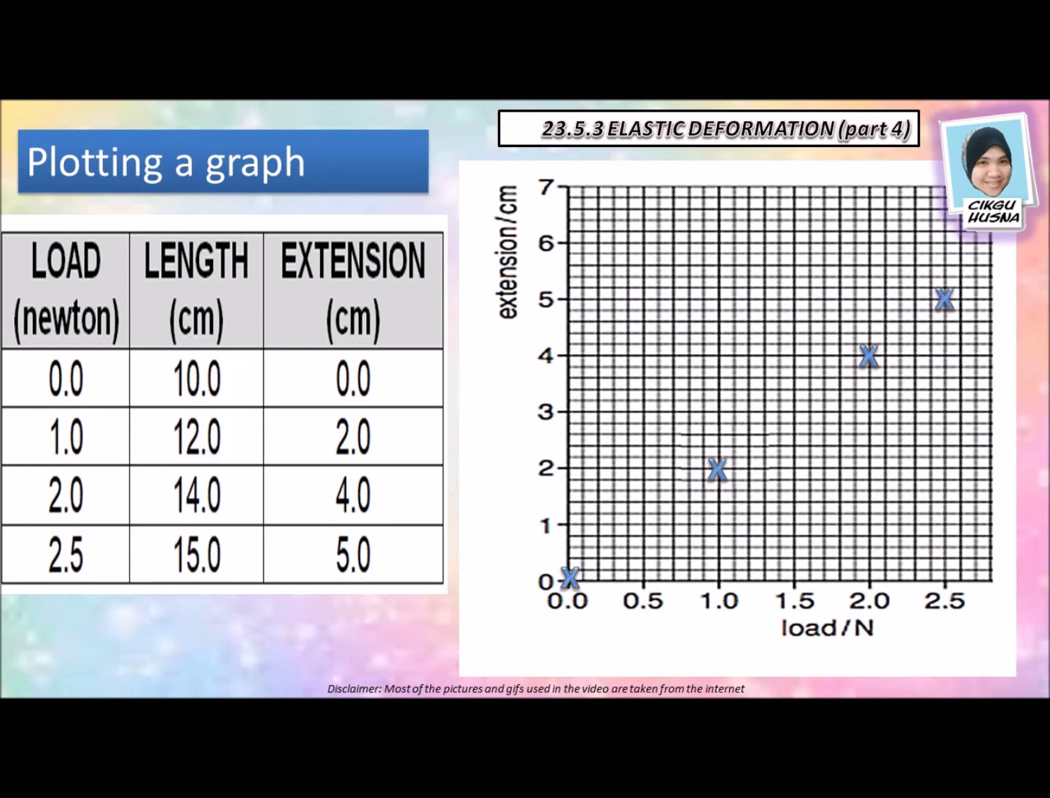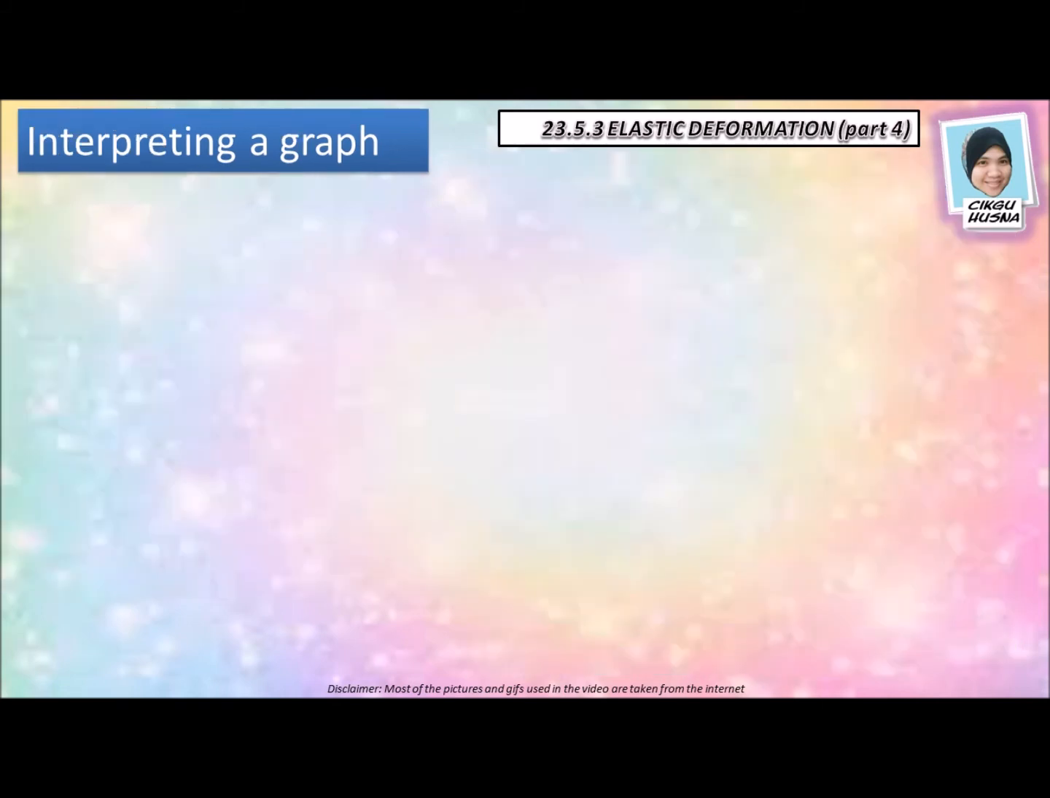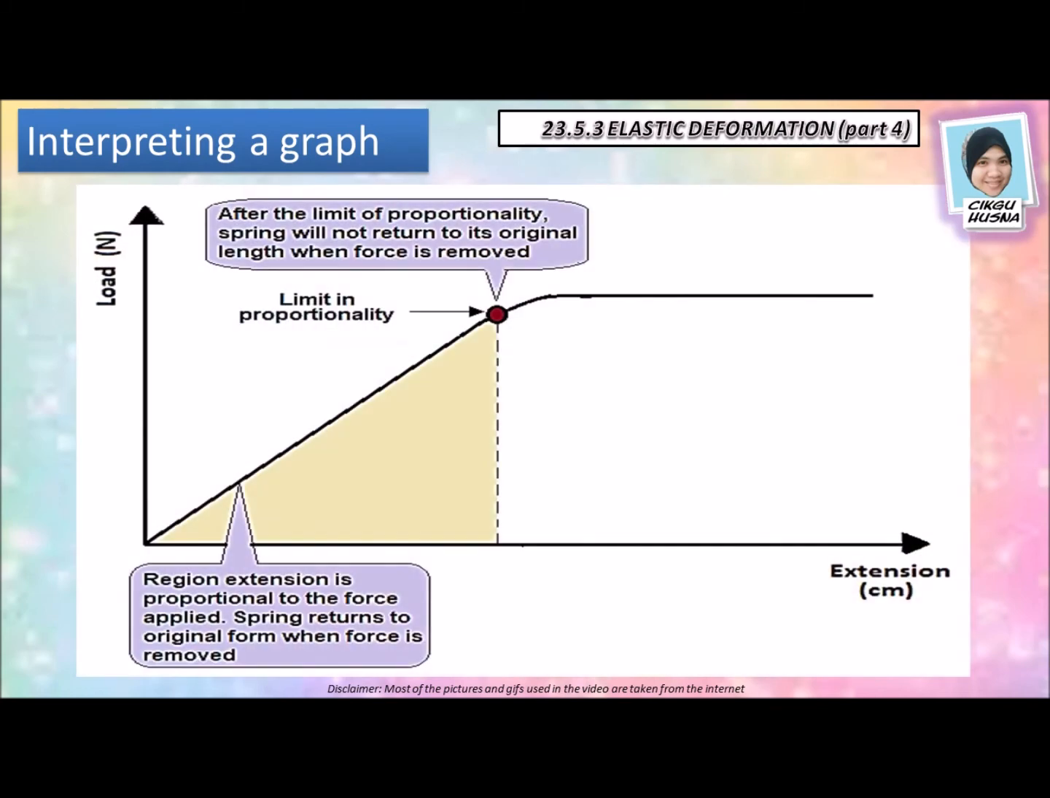After we have plotted all the points, what we need to do is to make a straight line that goes through all the plotted points. It starts from 0. So we are finished now. We have already plotted a graph. Next is interpreting a graph. This is an example of a load extension graph.